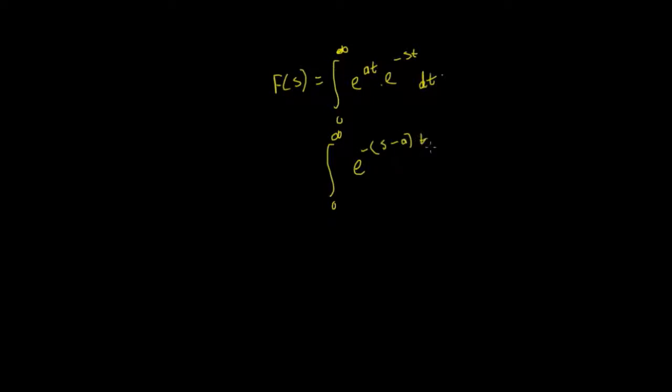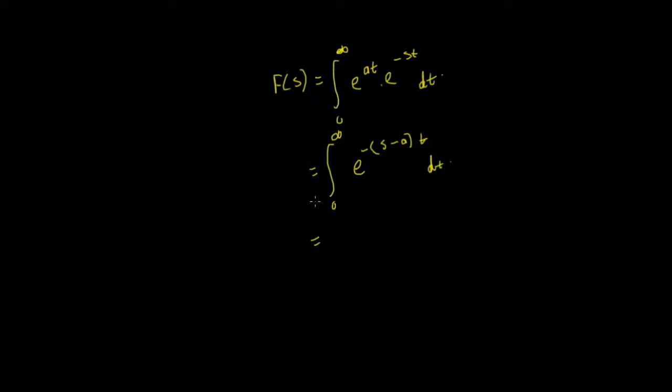Hi there, in this video we're going to look at the Laplace transform of the real exponential. So if we write out the Laplace transform, F(s) is equal to the integral from 0 to infinity. Now the function that we're going to use is e to the at, times e to the minus st, dt. Now we can rewrite that as the integral from 0 to infinity of e to the minus (s minus a)t dt.